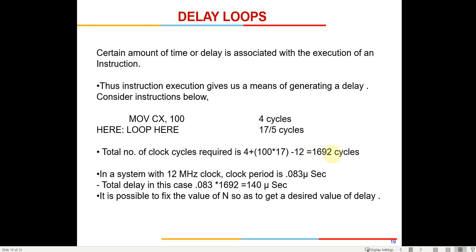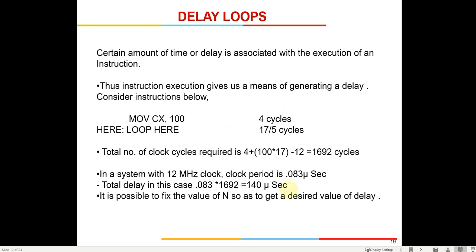So you have 1692 cycles, and now if it's a 5 megahertz clock, then it will be 1 by 5, which is 200 nanoseconds, whereas if you are using a 12 megahertz clock, it will be 0.083 microseconds. This is the time period for a clock. You have to multiply these two, and you get the exact time delay which will be introduced by this instruction.